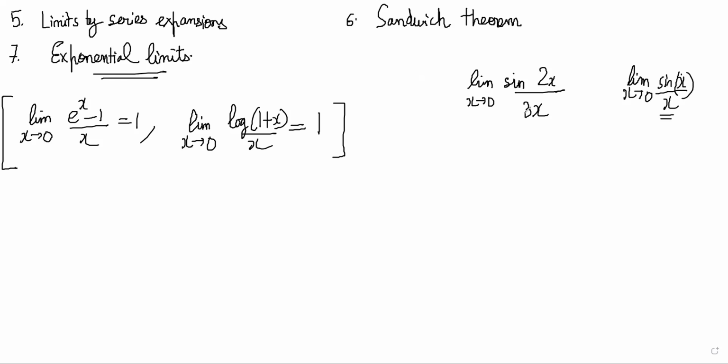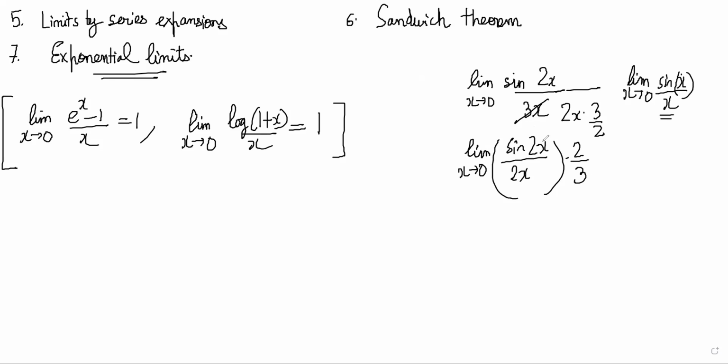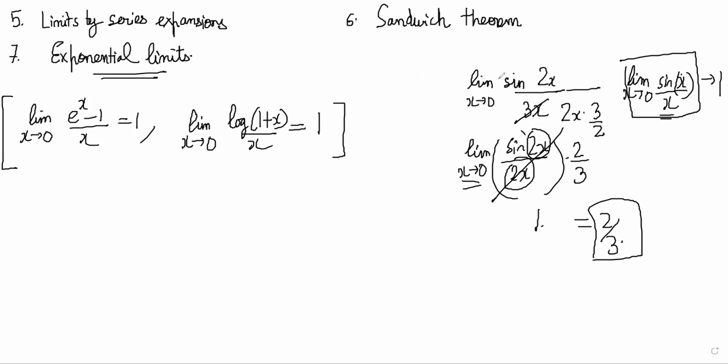So the argument of the sine function should match the denominator. I will try to match it here, and I will write 3x as 2x into 3 by 2. So this becomes sine 2x by 2x, and on top becomes 2 by 3. Now notice that if x tends to 0, this argument is matching this argument and both are tending to 0, which is the limit form that becomes 1. So this part will become 1 and the answer will be 2 by 3. There will be several more manipulations that you can do.